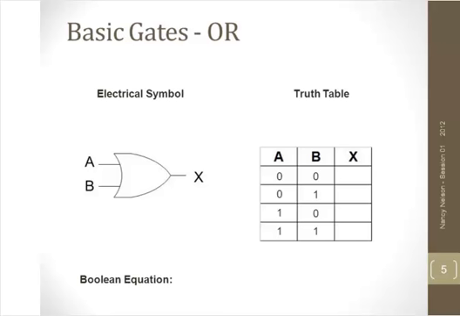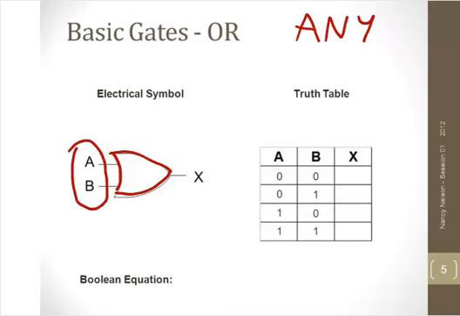The second gate is an OR gate. As its name implies, the output for this gate is active when any of the inputs are true. So that's the key thing to remember, any of the inputs. The electrical symbol for the OR gate is a rounded triangle. So we've got a rounded input edge and rounded side edges. We have two inputs, A and B, and one output, X.